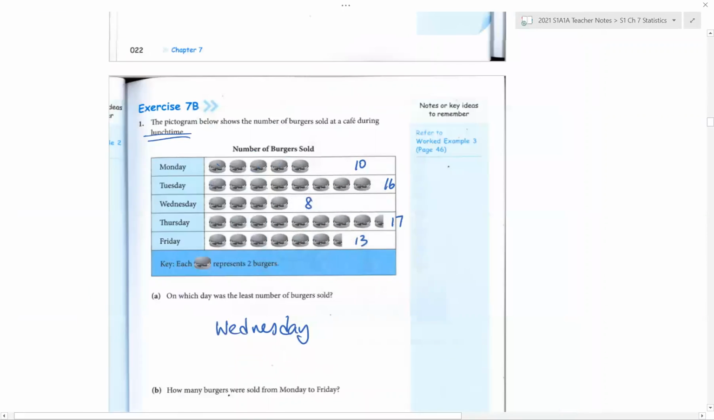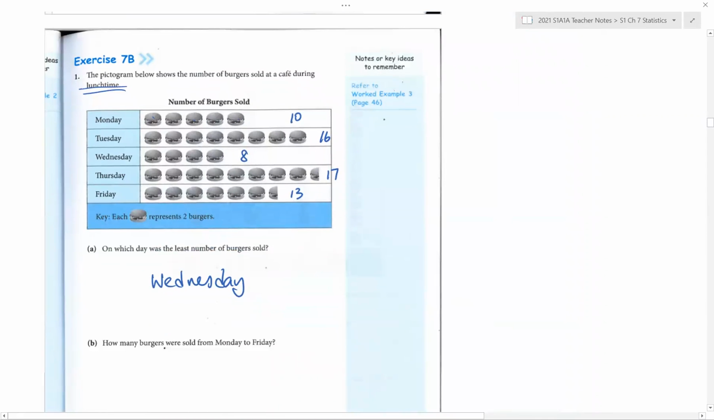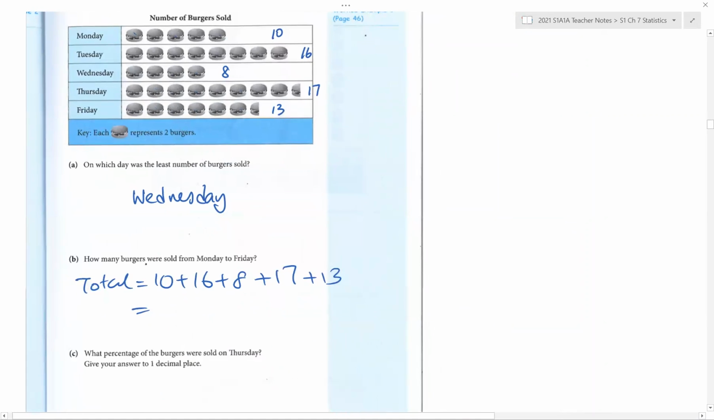So we have all the numbers. How many burgers were sold? Total 10, 16, 8, 17, 13. This is 26, 34, 64, correct? 64.